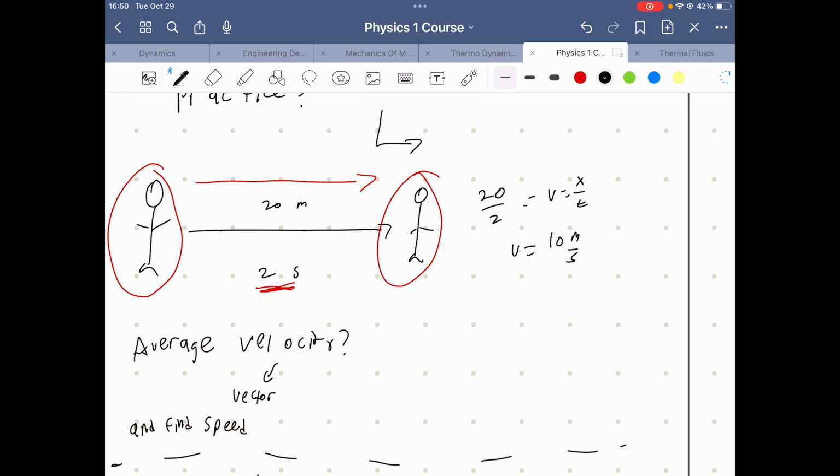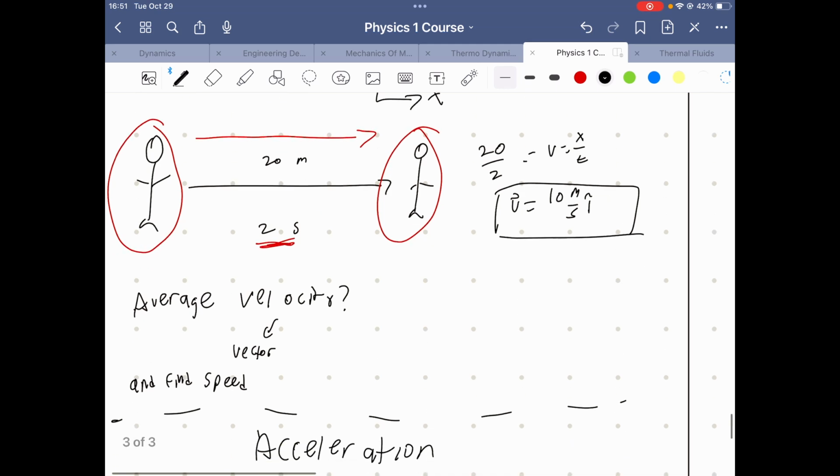We define a normal coordinate axis of y and x. We'll say this is all in the i hat direction. So now we have a velocity. The speed would be the scalar magnitude of this, so just 10 meters per second to the right.